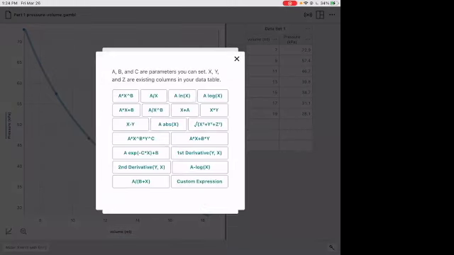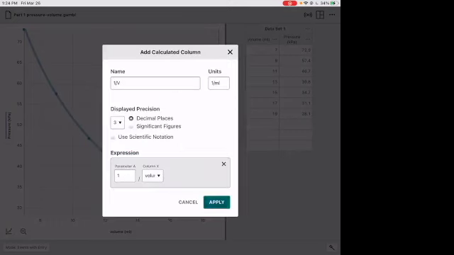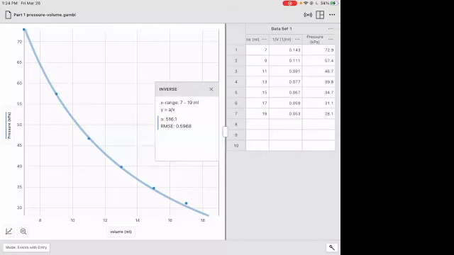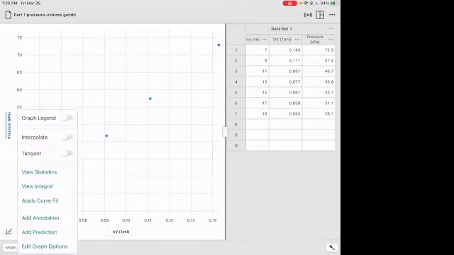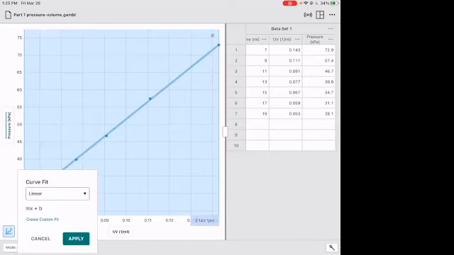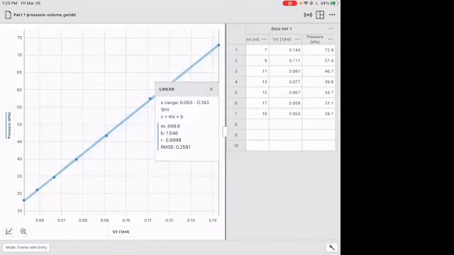There's a variety of different expressions. I'm going to pick the A over X here, and hit apply. I can now go to the x-axis and pick a different variable to work with, the 1 over V. Now I have a linear graph. Those are the kinds of things we can look at. I'm going to apply a linear curve fit to that and hit apply, and I can look at the linear aspect of this data. That's just one way of entering data.